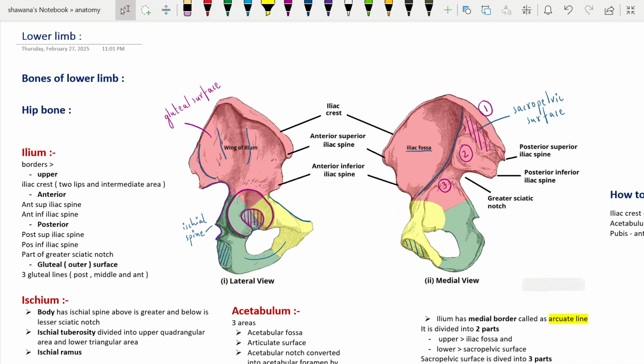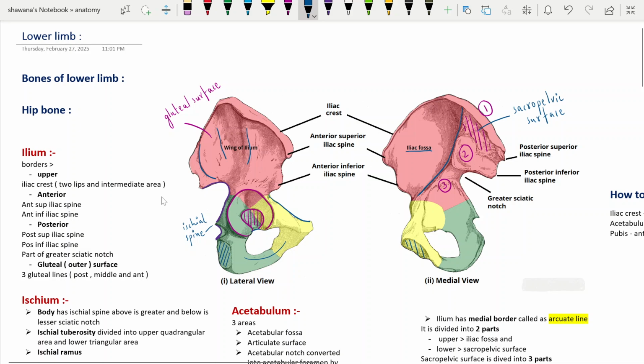We will discuss the osteology first of all, then we will discuss the other anatomical features, the topographic anatomy. In this lecture, I have covered the anatomy of the pelvic region, which is the hip bone. So let's get started.